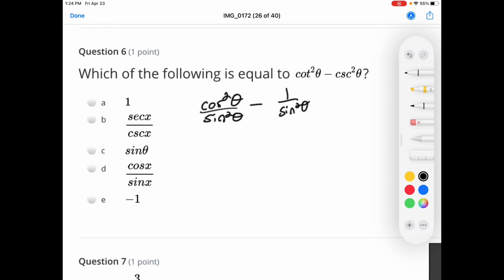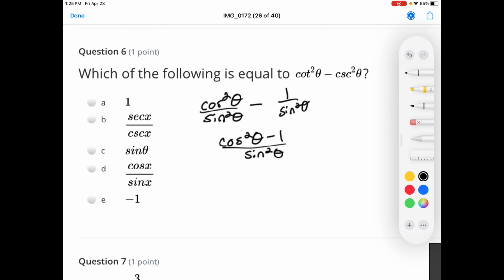All right, this is subtracting two fractions. You have to have the same denominators when you subtract or add fractions, and here we do. We got the same denominator of sine squared, and so we're going to subtract our numerators and put it over our denominator. So we have cosine squared theta minus 1 over sine squared.